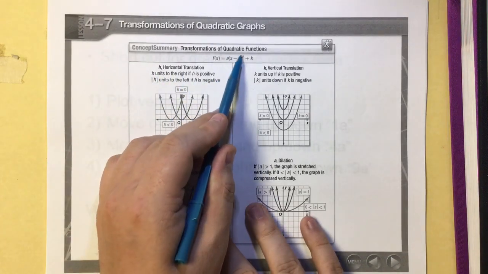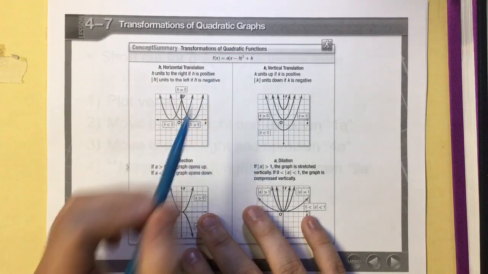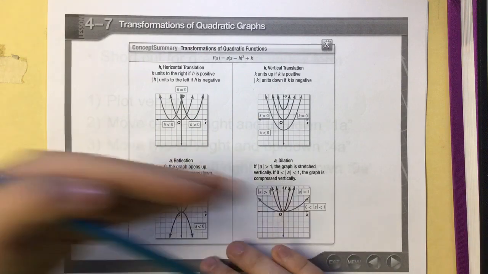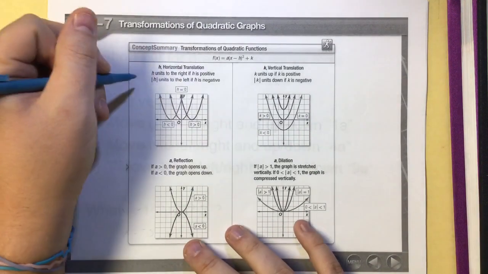Whatever you see inside the grouping symbol, in this case the H is the thing that's in the grouping symbol, inside our grouping symbol always moves it horizontally, left and right, and it always moves it the opposite direction of what you think.